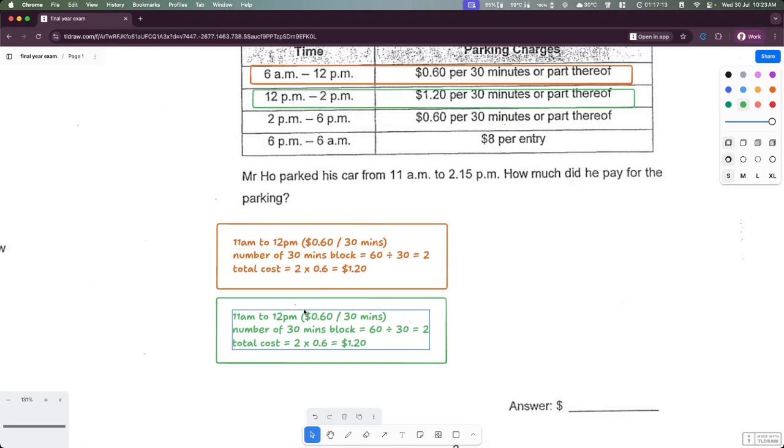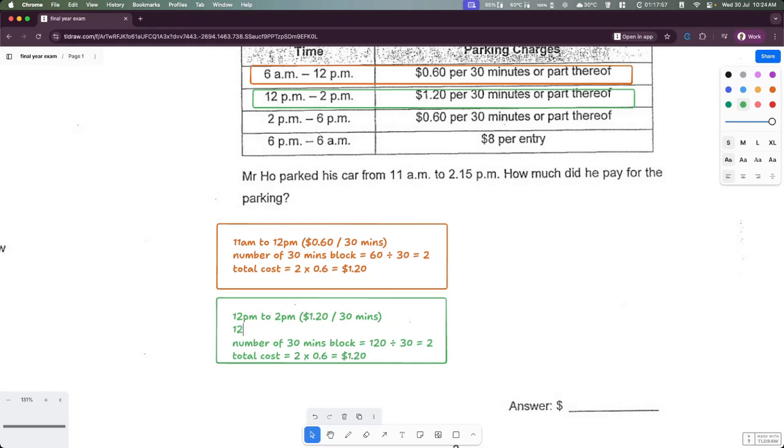All right, so from 12 p.m. to 2 p.m. Right, so we have 12 p.m. over here to 2 p.m. Then we're gonna change the rates because peak hour, $1.20. Wow, very expensive. Okay, number of 30 minutes blocks. Okay, so 12 p.m. to 2 p.m. is basically 2 hours, which is 120 minutes. So 12 p.m. to 2 p.m. Now we're gonna add this in. Is equal to 2 hours or 2 times 60, which is basically 120 minutes, right?